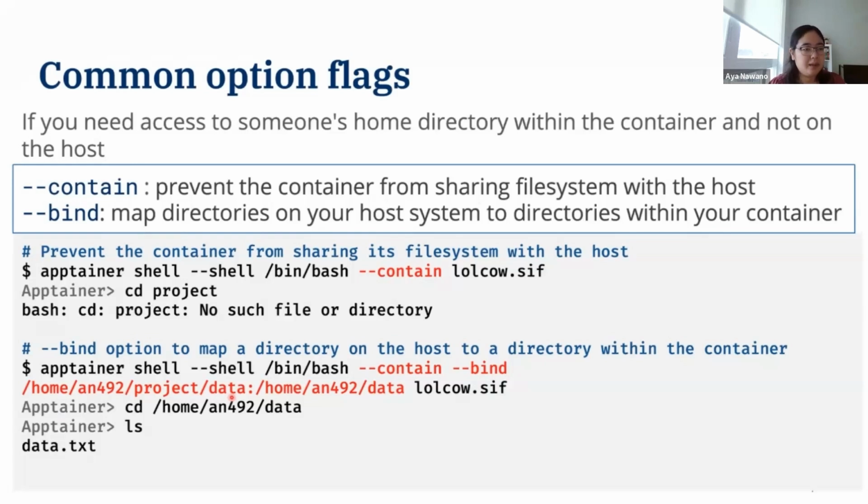So now we open up a shell within the container with the --contain and --bind options. Once we are in the container, we can change the directory to /home/492/data. And then when I run ls to list the contents of this directory, it shows that data.txt exists.